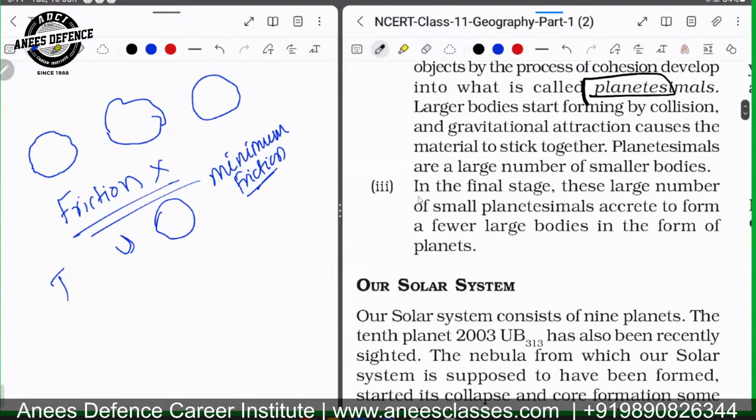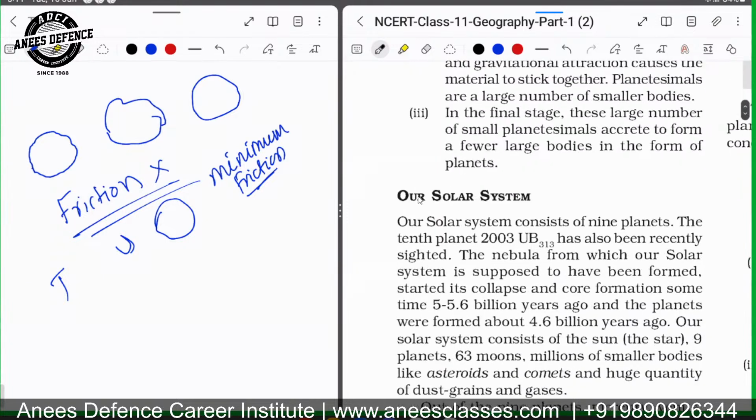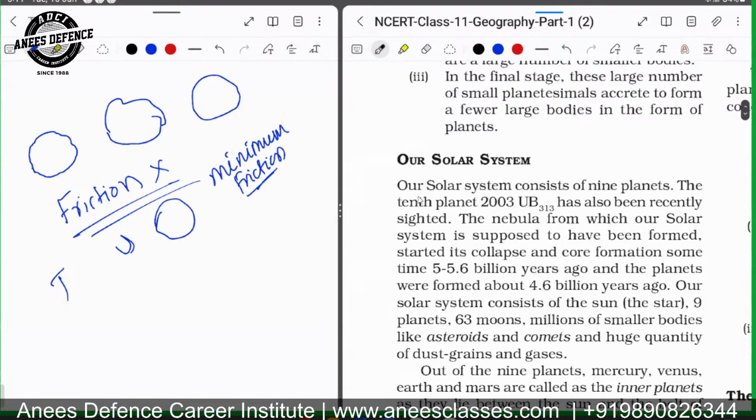Okay, now we will look at how our solar system is formed. We have 9 planets. It is said that, but we consider Pluto to be a dwarf planet, and we actually have 8 planets only.